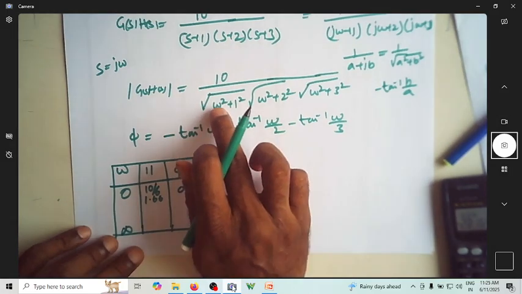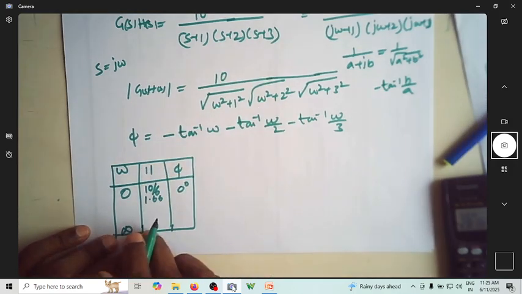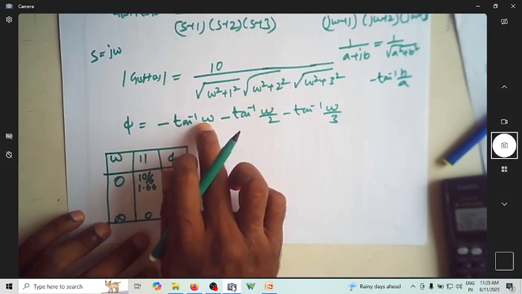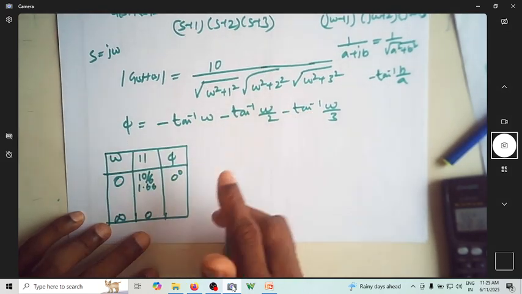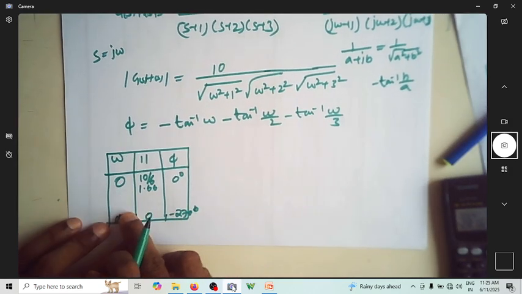The other extreme is when omega is infinity. Anything divided by infinity is 0, so the magnitude is 0. And tan inverse of infinity, we know, is 90 degrees. So it is minus 90, minus 90, minus 90, which gives minus 270 degrees. These are the two extremes.